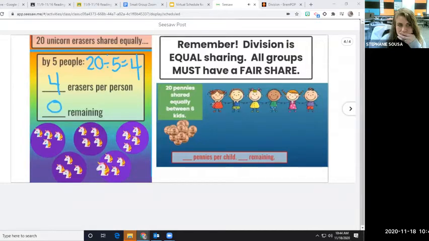However, sometimes we might have some left over. Let's take a look at this example here of the pennies and the children. So if we remember that division is equal sharing and all groups must have a fair share, we cannot give any one person more than another. So let's start dividing up our pennies and see what happens. 1, 2, I'm going to give 2 to her, 2 to him, 2 to her.